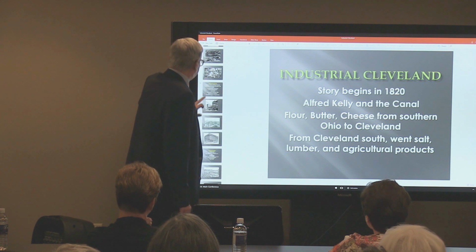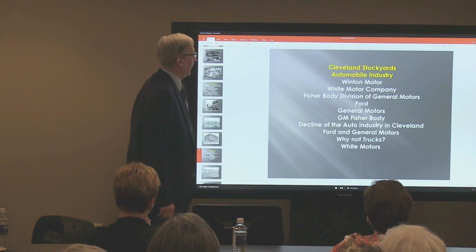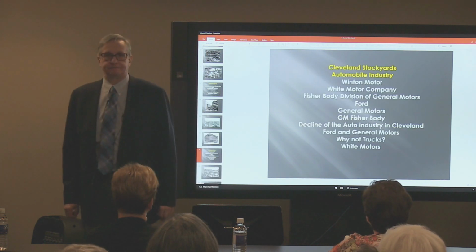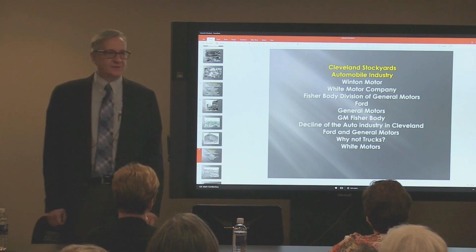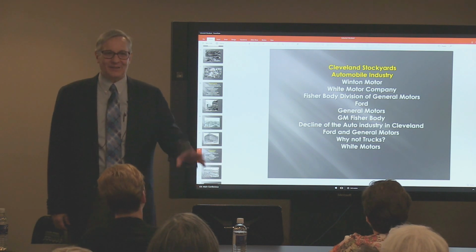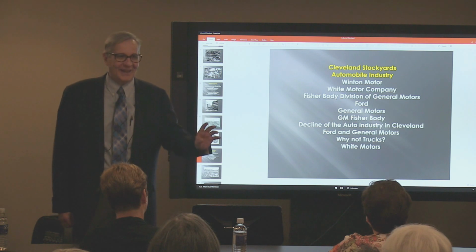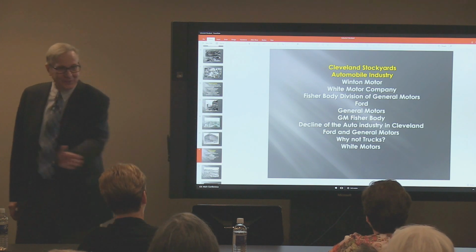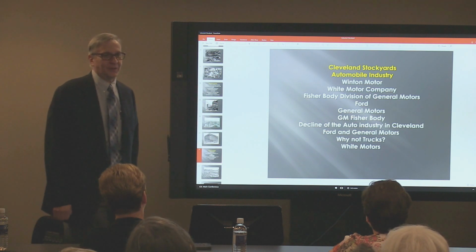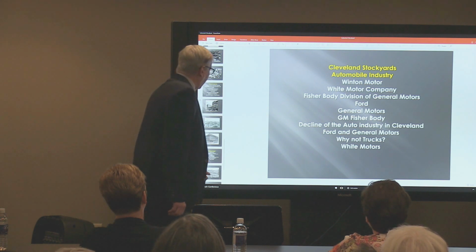Okay, the stockyards. It's on the west side of Cleveland. It's not there anymore, but the stink, I understand, used to sift all the way into Tremont because of it. That's where all the farmers brought all of their goods.